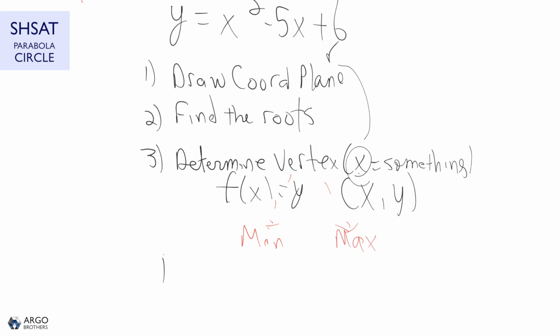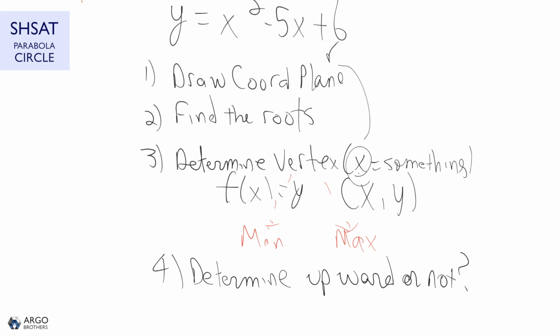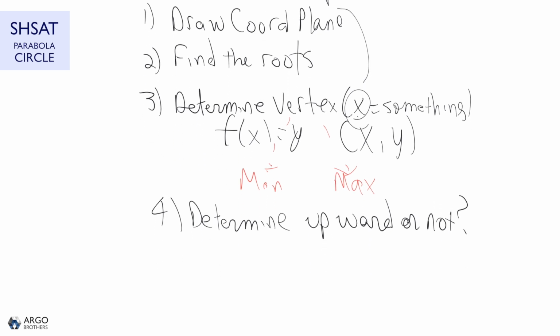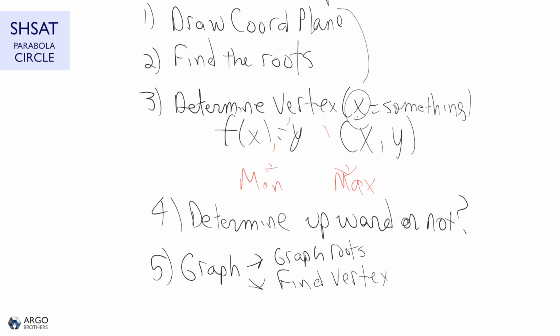After you do that, you must determine if it's upward or not. And then once you determine the shape, which is upward or downward, you need to start graphing. To graph, you would graph the roots first, which are just those x values, the x values that make y equal to 0. Then we're going to graph the vertex. And then we're going to draw a sketch depending on upward or downward. And that's pretty much it. Then refine it if we need to.